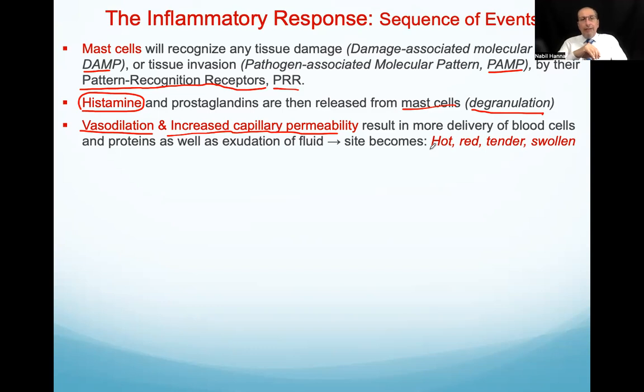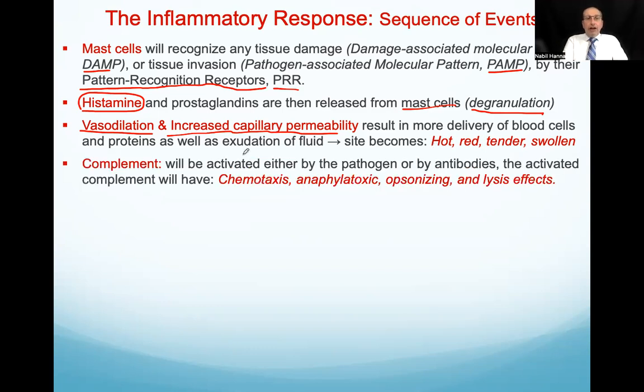Any inflamed tissue is hot, red, tender, swollen, and that's a histamine effect on blood vessels with vasodilation and increased capillary permeability. The complement, which is nothing but plasma proteins, they circulate in an inactive fashion, but the complement will become activated either by the pathogen or by antibodies, and the activated complement will have four functions.